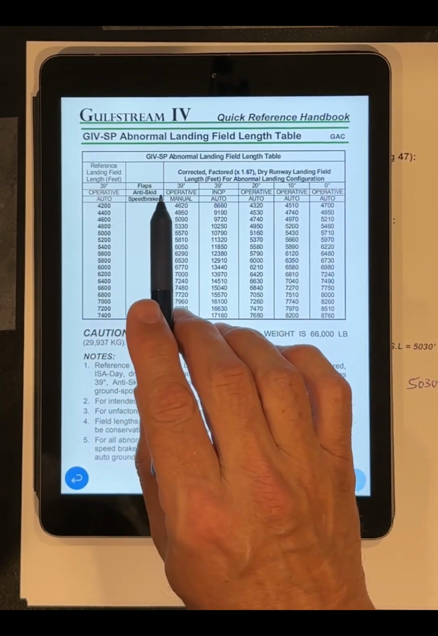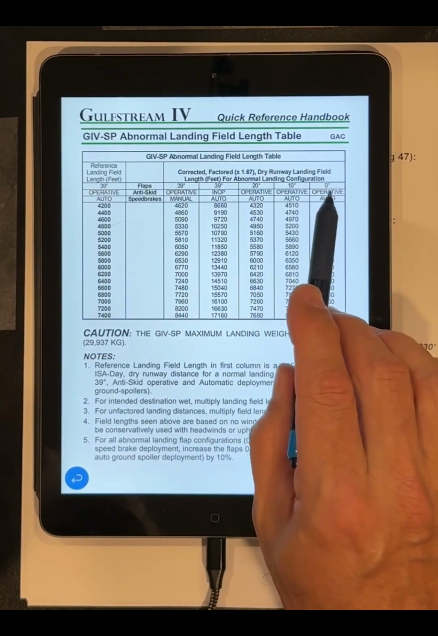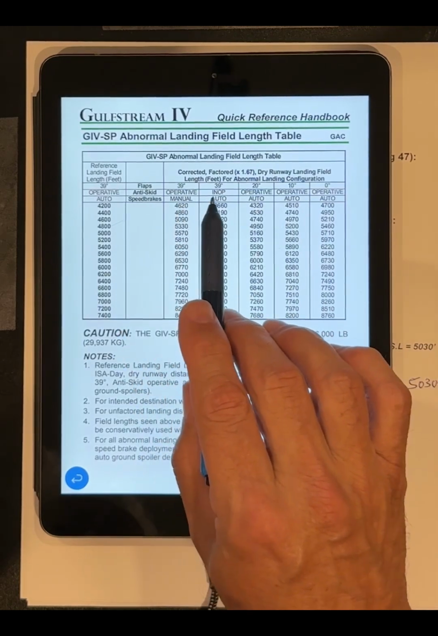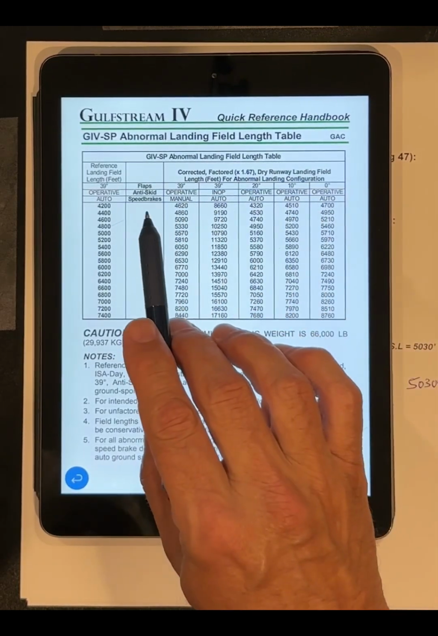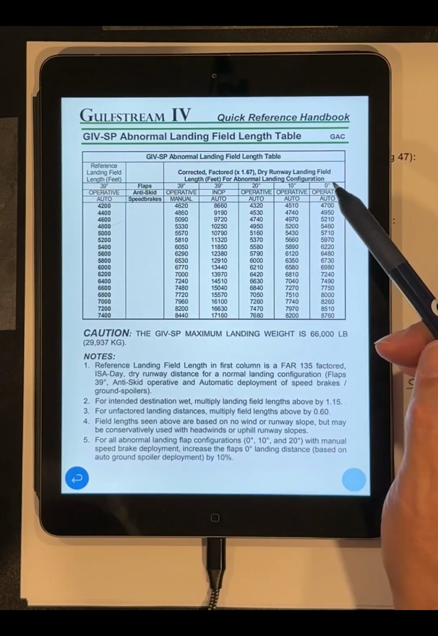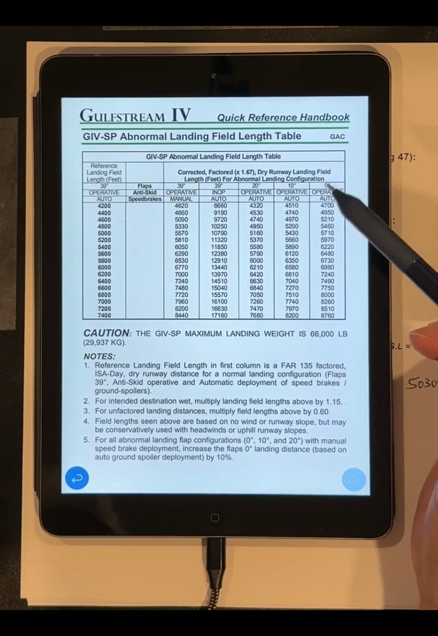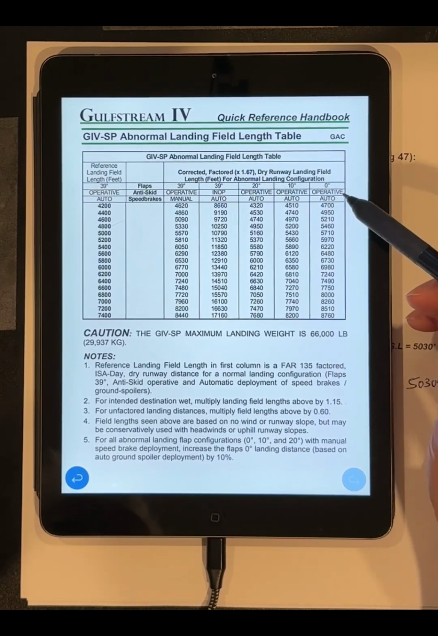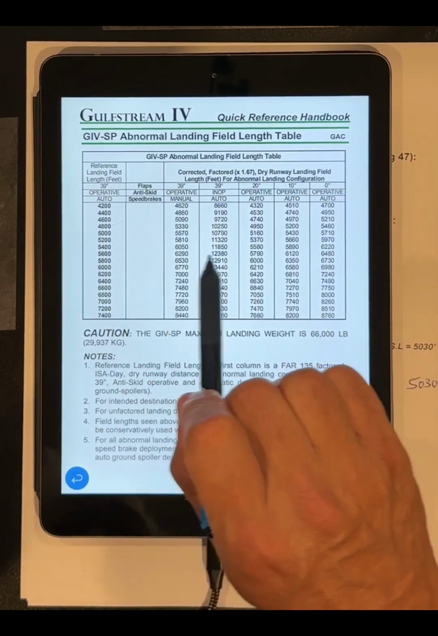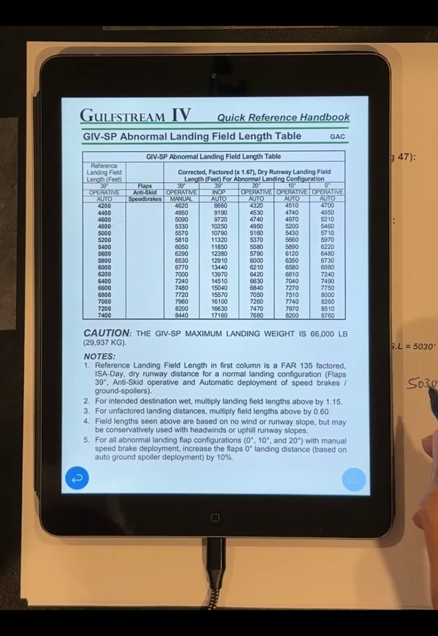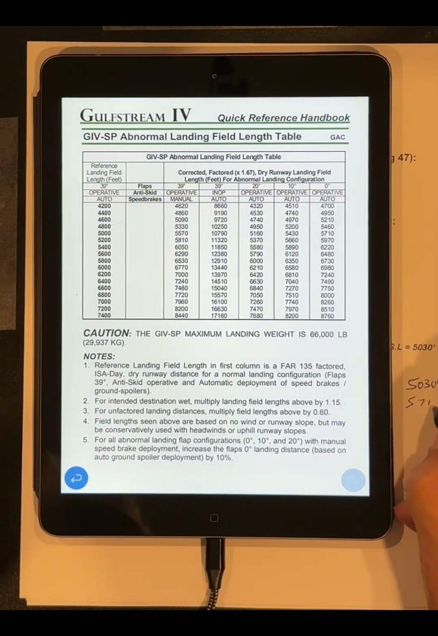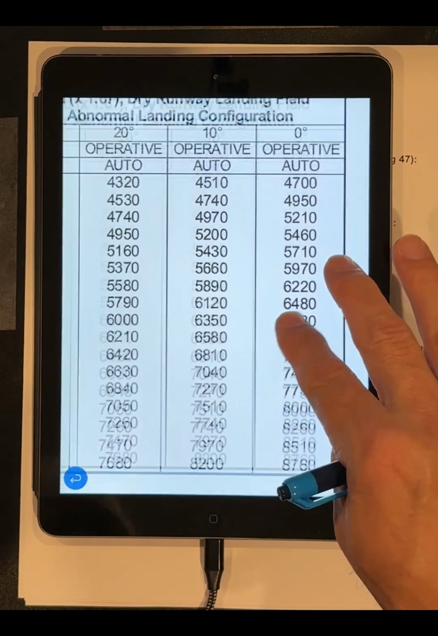And then we have flaps 39, 39, 20, 10, and 0. Anti-skid: operative, inoperative, operative, operative, operative. Speed brakes: manual, auto, and so on. So remember, this is the abnormal field length table. So what are we looking for? We're looking for 0 flaps. 5,000. Bring it all the way over to the right, and what does that give us? 5,710 feet. Do you see that?